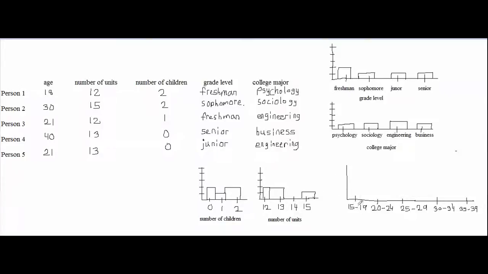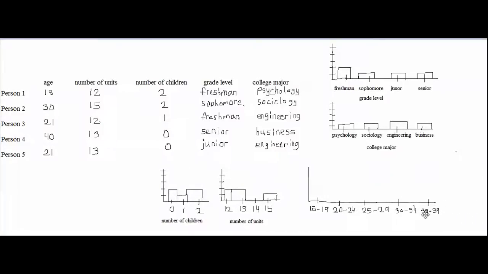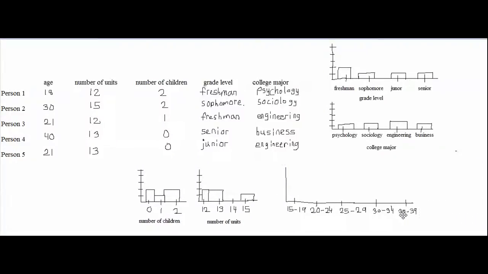Each of these groups is called an interval. The technical word is actually a class interval. We'll talk about that word more later. So we need one more class interval, which will be 40 to 44. And we don't have any values that are above that interval, so we can stop there.